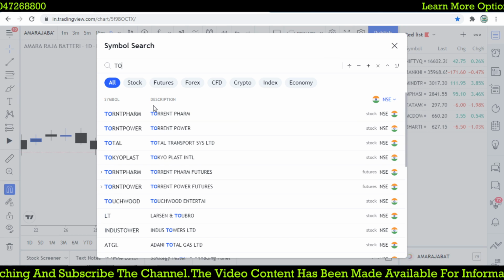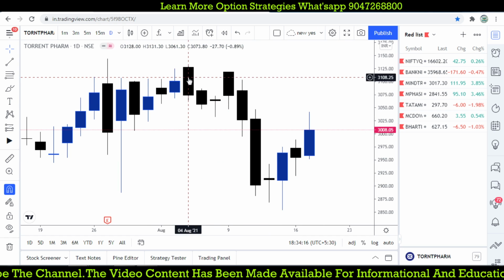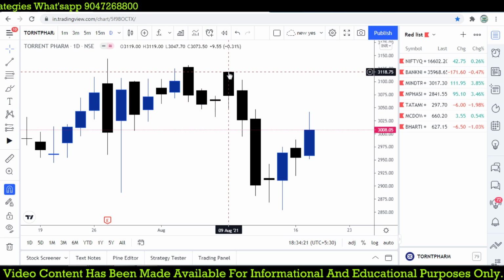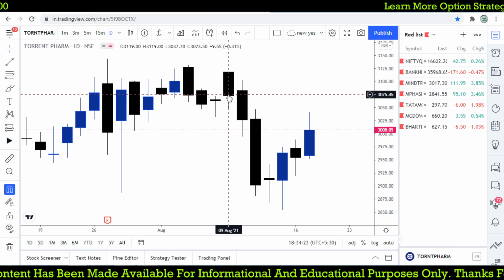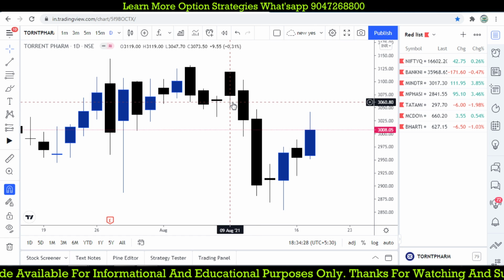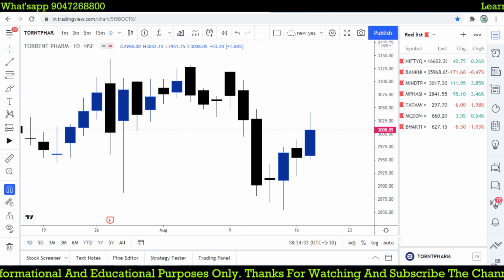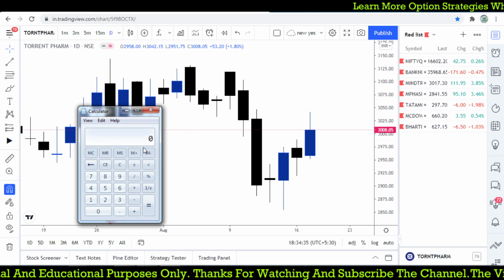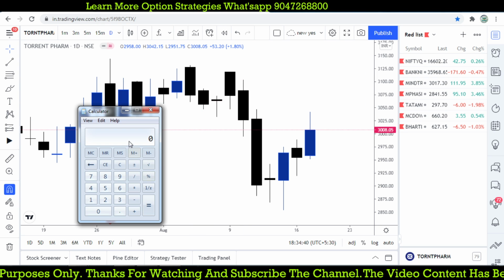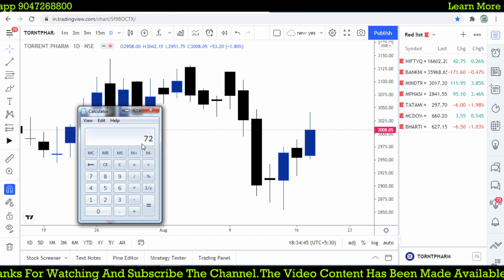The second one is Torrent Pharma. Let's look at Torrent Pharma on the 9th of August, where it forms. On the 9th of August, it opens above the previous day high and closes above the open. The candle's low is 3047 and the high is 3119. So how much is the stop loss? 3119 minus 3047, so we have a 72 point risk for the trade.